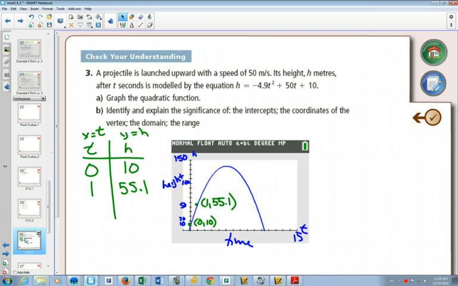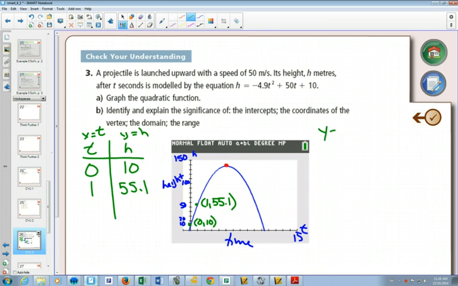Our graphing calculator can find all of this important information: intercepts, x-intercepts, y-intercept, the coordinates of the vertex, that's going to be this red point right here, the domain, and the range. So let's go through each of those things and how to get them with our graphing calculator.